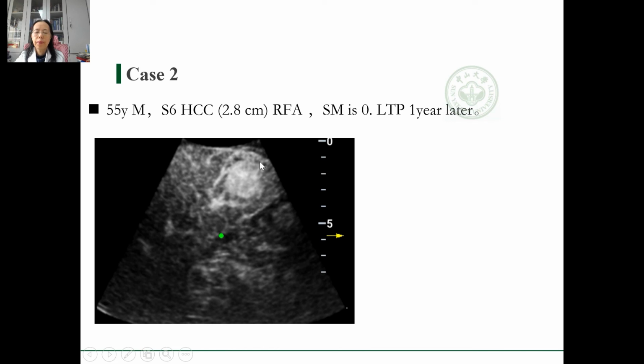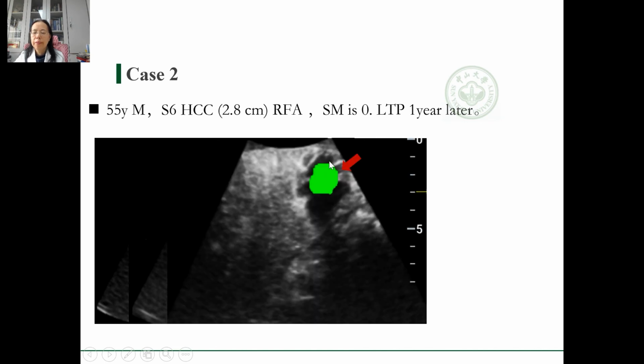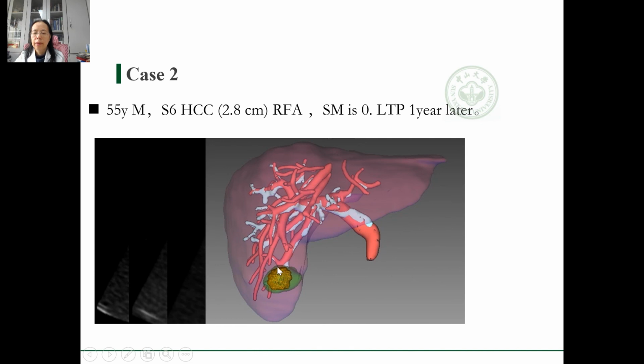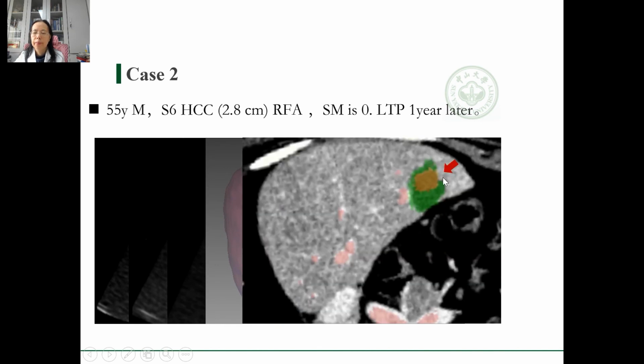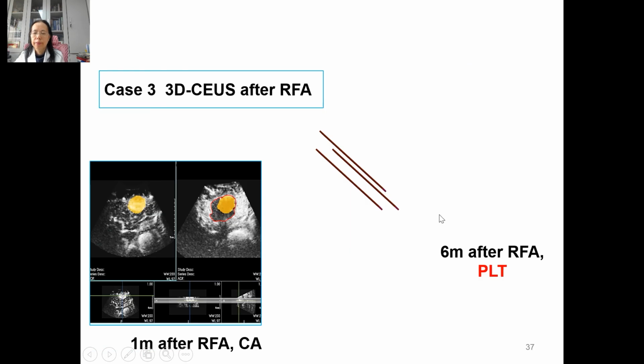In case 2, the tumor is 2.8 cm. After RFA, the ablation zone volume, you can see in this direction, it's not big enough for a safety margin. The same situation in CECT and in multi-slice. One year later, recurrence occurred.